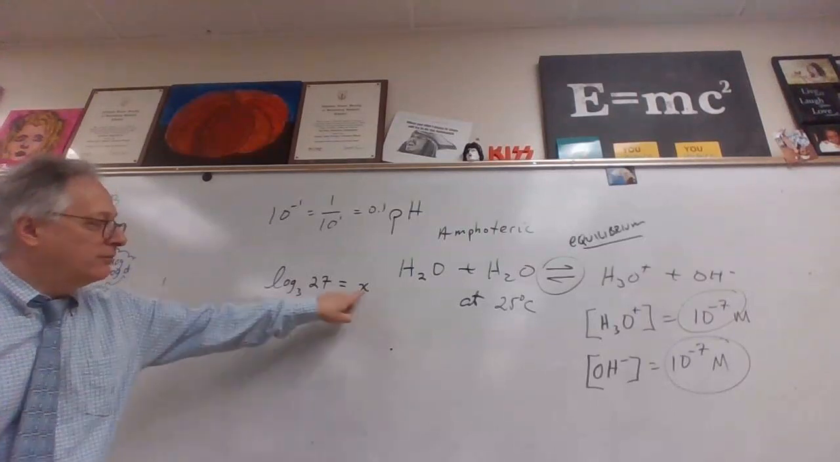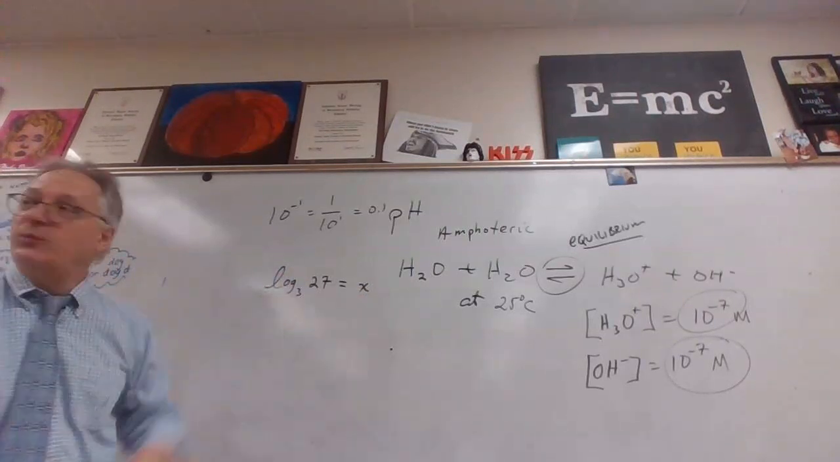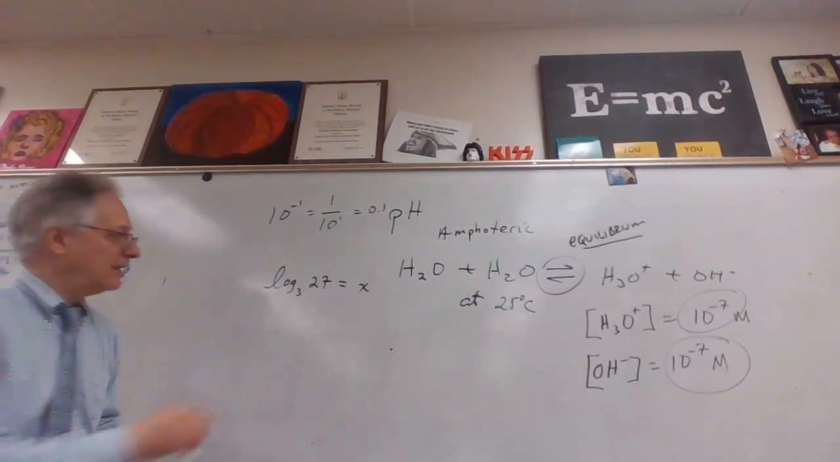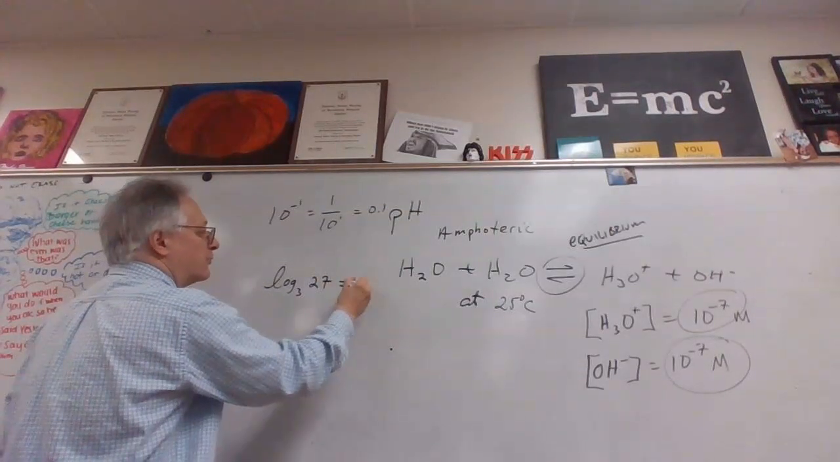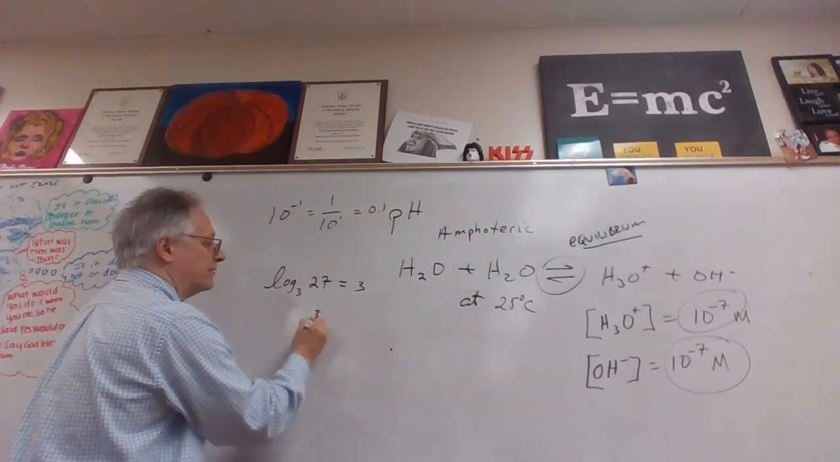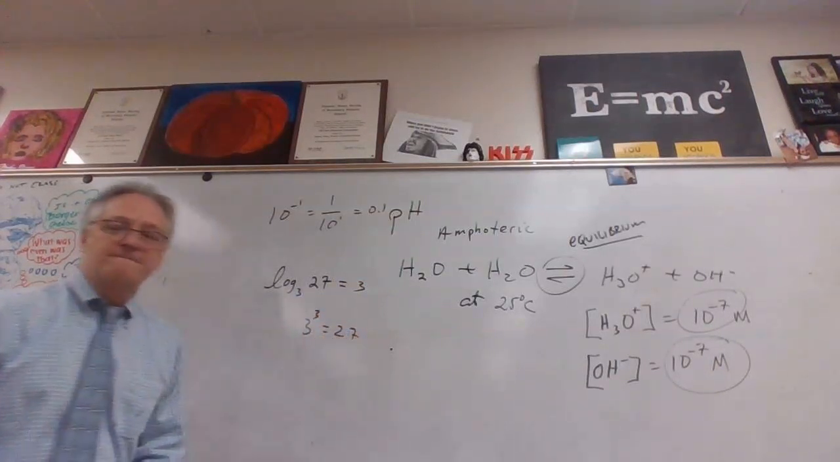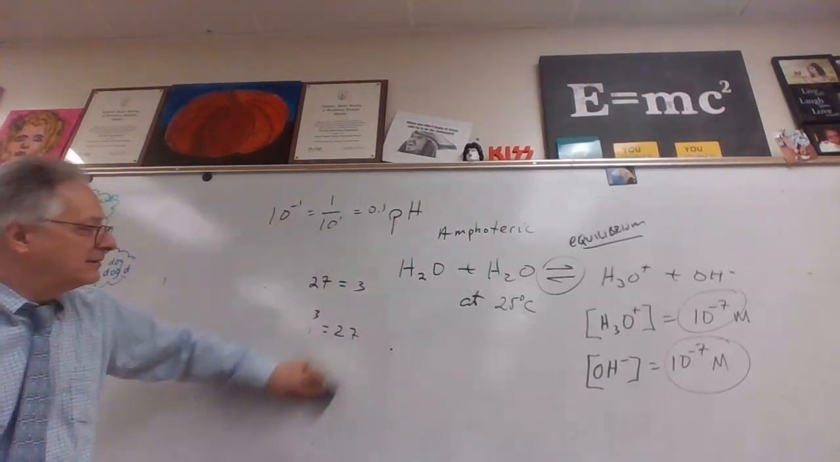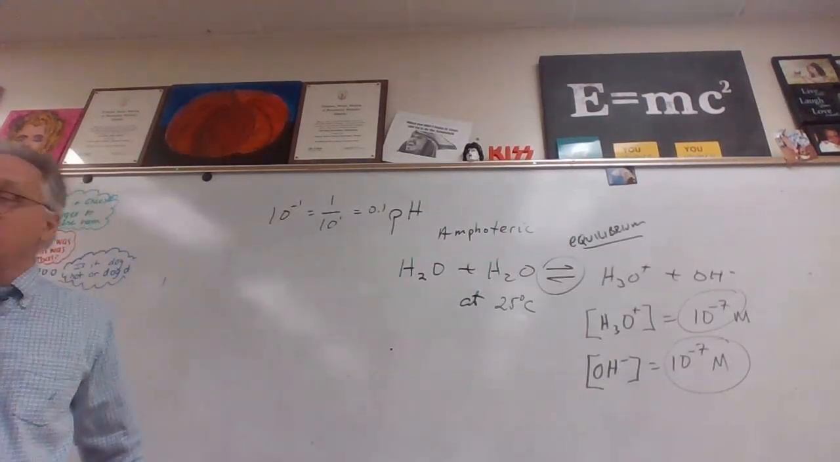So 3 raised to some power gives me 27. What would that be? 3, yeah. So the log base 3 of 27 is 3, or 3 to the third is 27. Now, if you have numbers that you can't just do in your head, then you have to use a calculator.